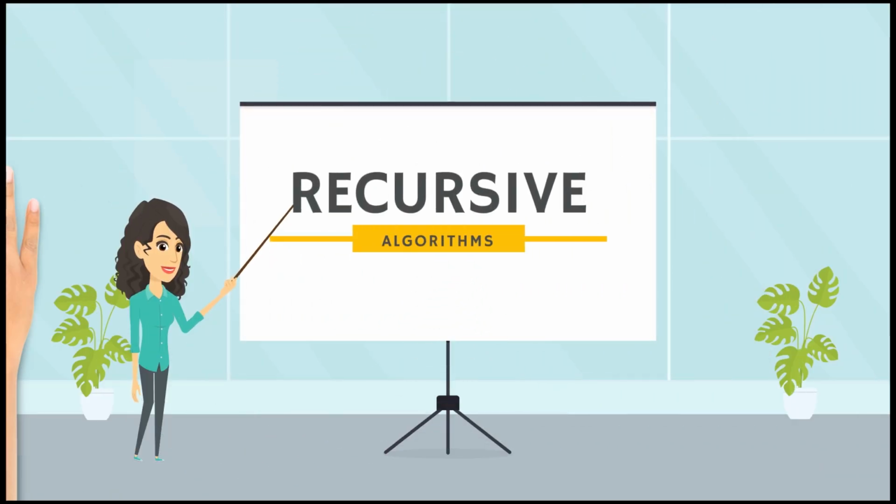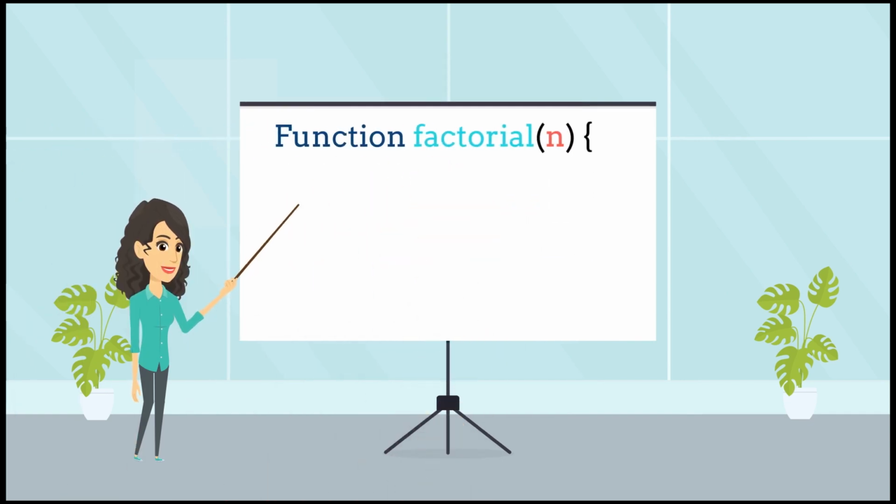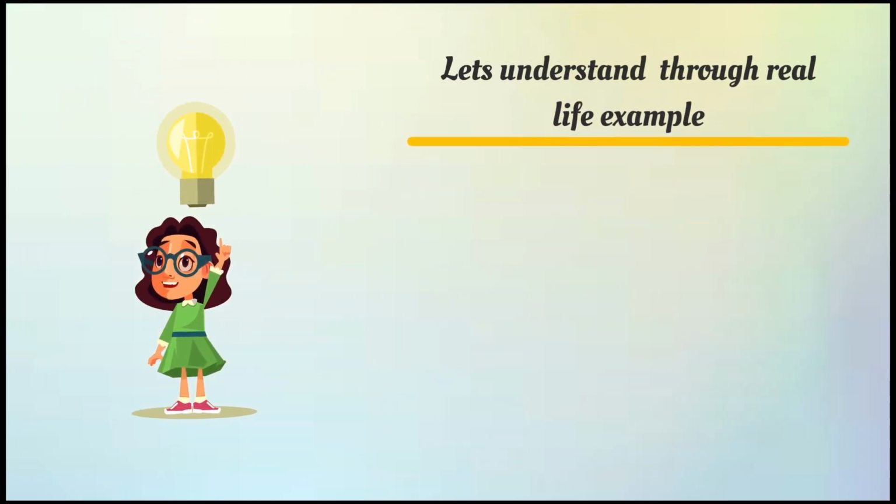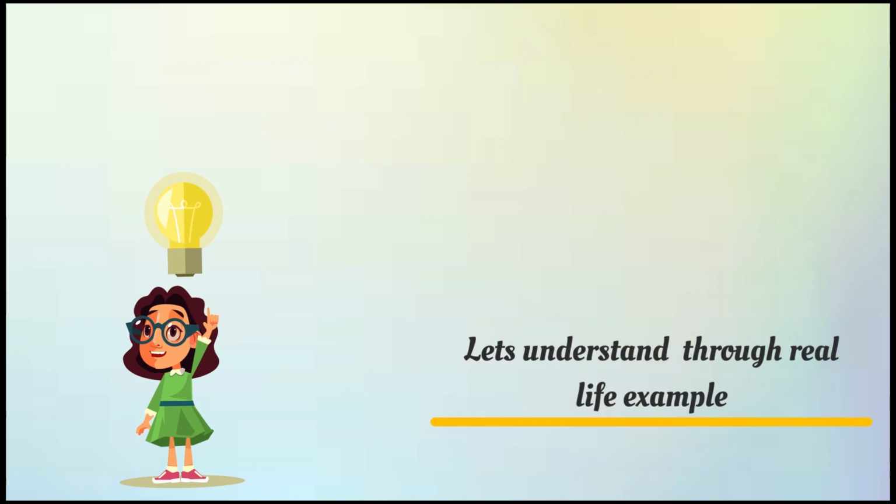So, the recursive algorithm works like this. Function get_factorial of n. If n is less than or equal to 1, it returns 1. Otherwise we return n times get_factorial of n minus 1. So this would be like 5 times get_factorial of 4, right? That's it. That's how simple the factorial recursive algorithm is. Let's understand through a real life example.